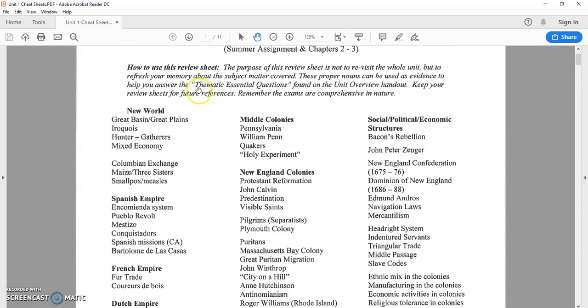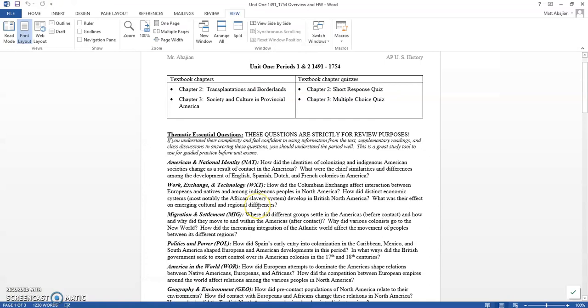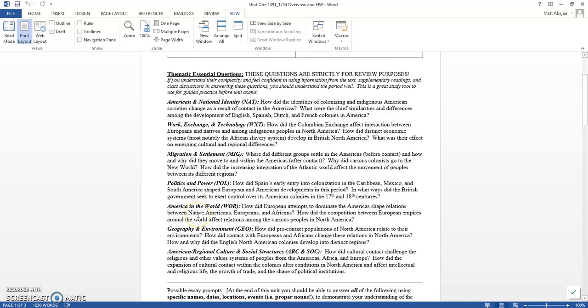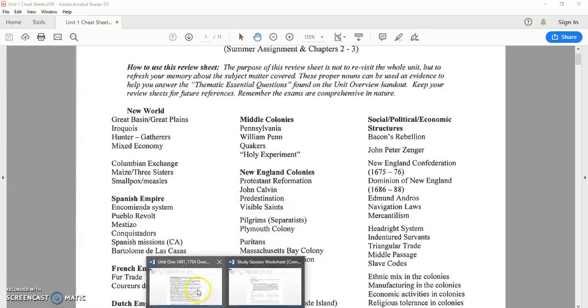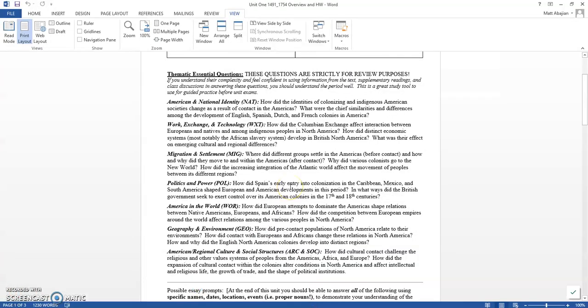But more importantly, let's use the thematic essential questions handout that you have for your homework overview. Now, let's take a look. These questions are strictly for review purposes. These are where they're going to come into play. These are the 8 themes that we have for the unit. Each one of these themes has a number of questions attached to it. I've listed questions here so that you can take the proper nouns and answer them. You don't have to turn these in. They're strictly for review purposes, but it's a great tool.